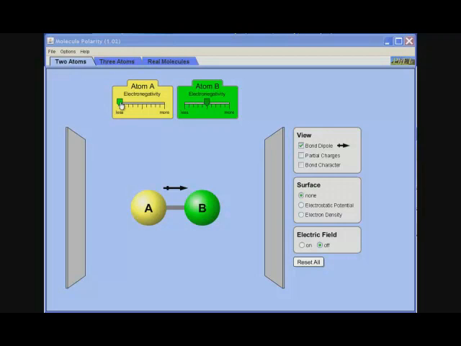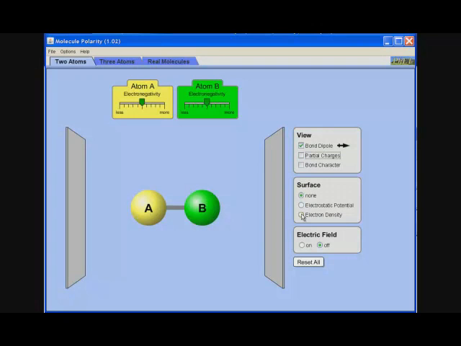You can change the electronegativity of the atoms, or you can make them the same. In this case, they would be two atoms with the same electronegativity. Notice how, since they have the same electronegativity, you don't notice a bond dipole. There is also no partial charge.